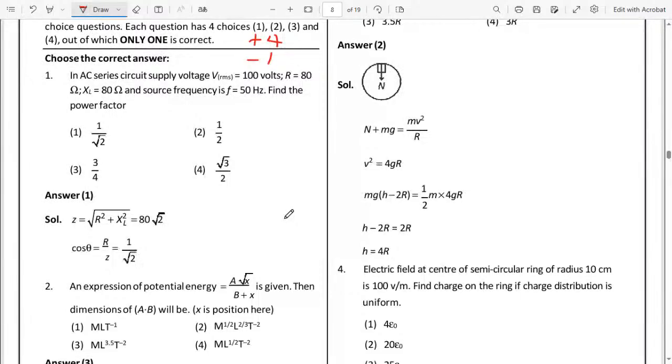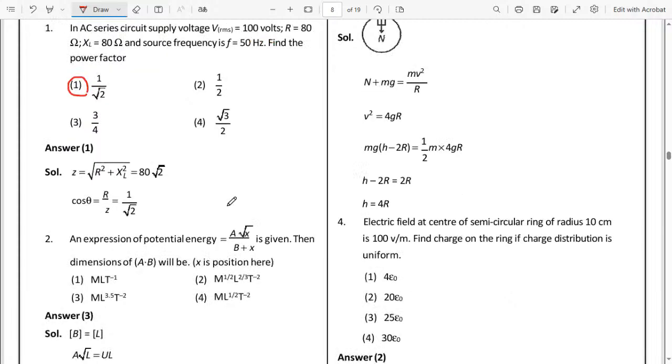Question number 1. In AC series circuit, supply voltage V RMS equal to 100 volts and R equal to 80 ohms and XL equal to 80 ohms and source frequency is F equal to 50 Hz. Find the power factor. Option 1 is correct option, students. 1 by root 2.